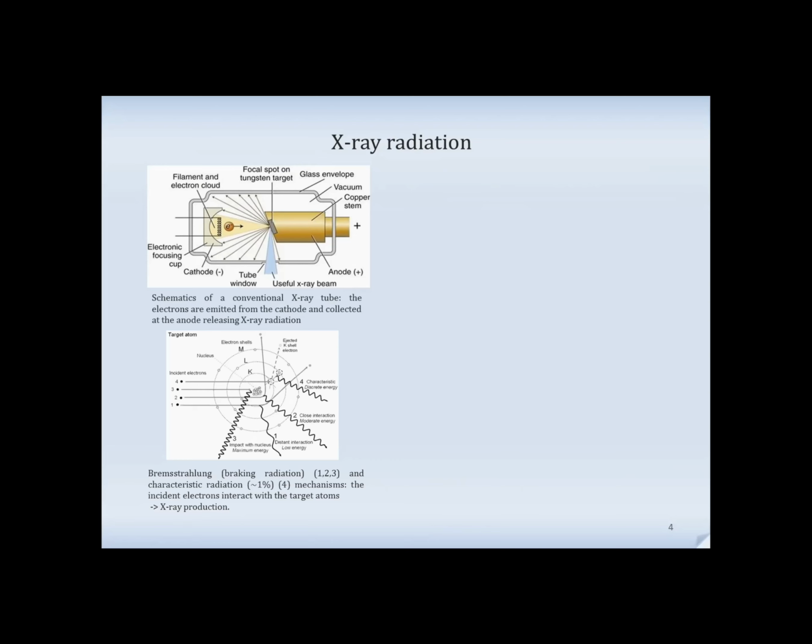This is characteristic, as compared to bremsstrahlung radiation, which is emitted when a particle is accelerated or decelerated. But for scientific purposes, for diffraction, we need to get this characteristic radiation. So this is about X-rays. What about synchrotron?